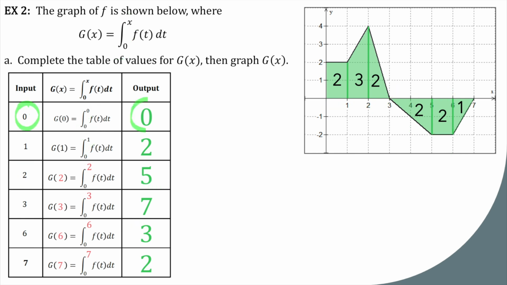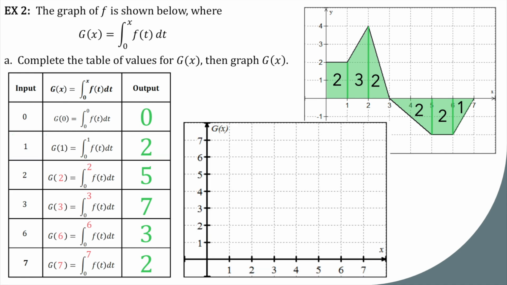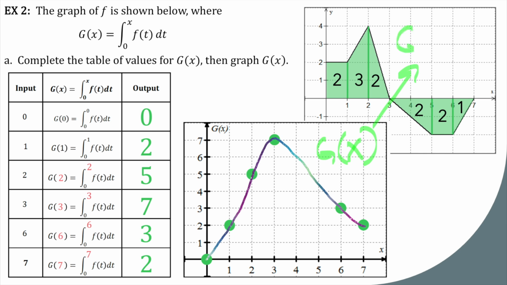Now we have these x, y points that we can graph. (0, 0), (1, 2), (2, 5), (3, 7), (6, 3). Notice it went down, (7, 2). And you can connect the dots for your g of x graph. So this is the parent graph, and this is the derivative graph.